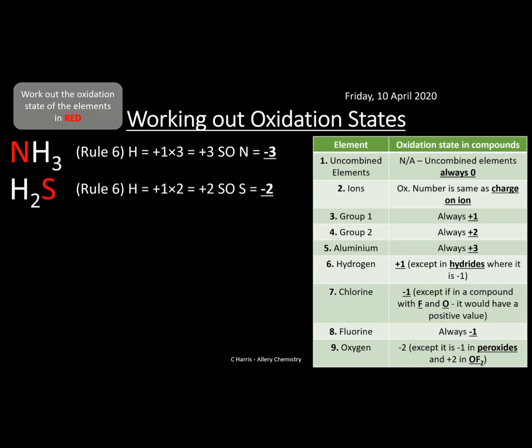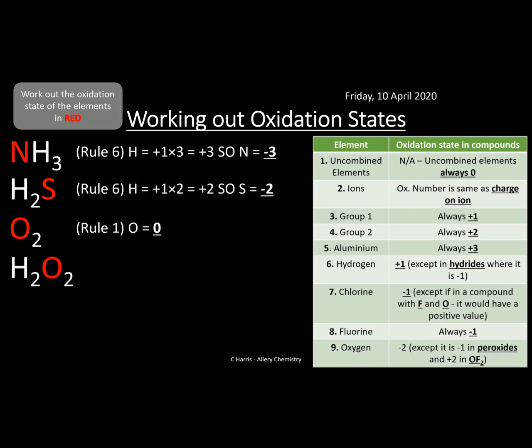H2S. This adheres to rule 6. Rule 6: hydrogen is +1, except in hydrides, where it is -1. Well, in this case, it's not a hydride. This is +1. We've got 2 of them, so that's +2. The overall molecule is neutral, so that means sulfur must be -2. Do you see? This is fairly straightforward once you get used to it. O2. This would be rule 1 because it's an element. It's an uncombined element. So O2 is the element itself, so it has an oxidation state of 0. That's pretty straightforward.